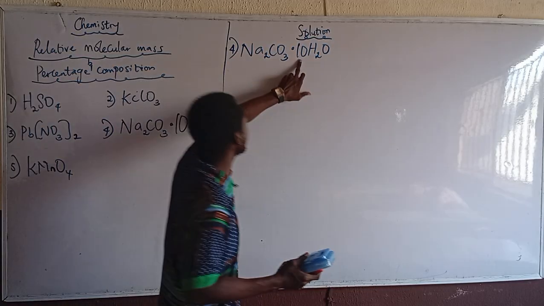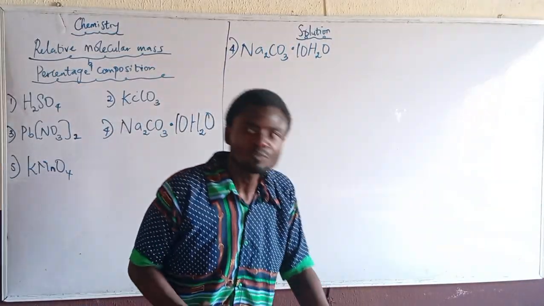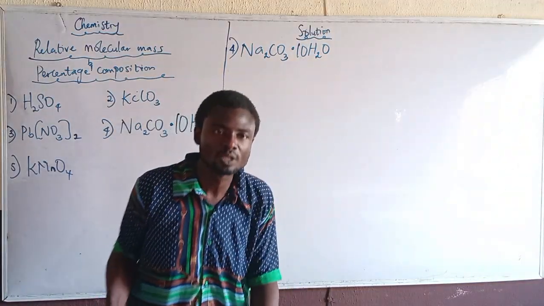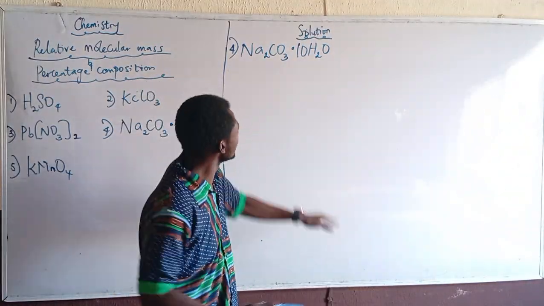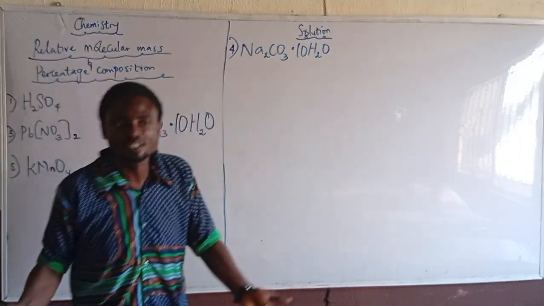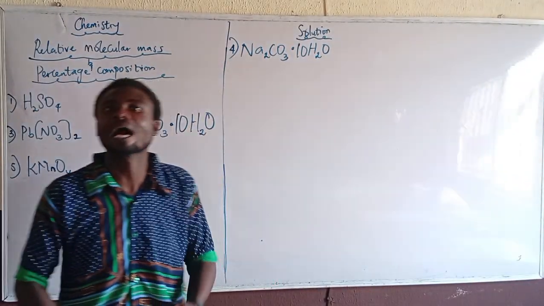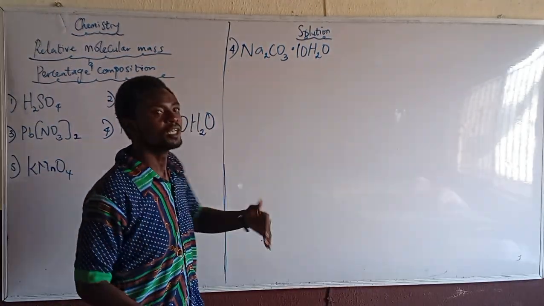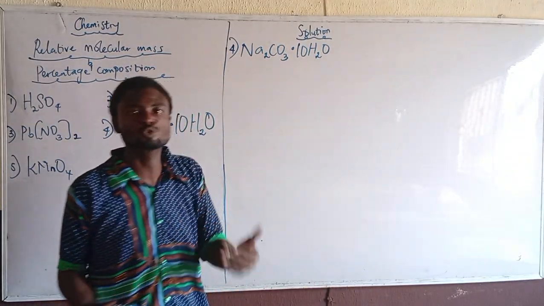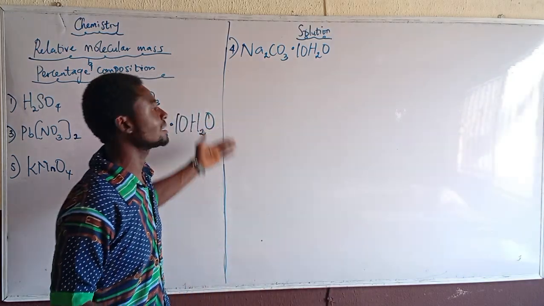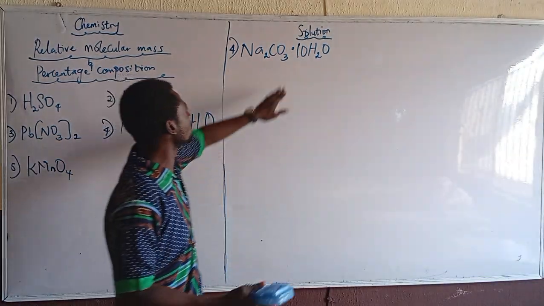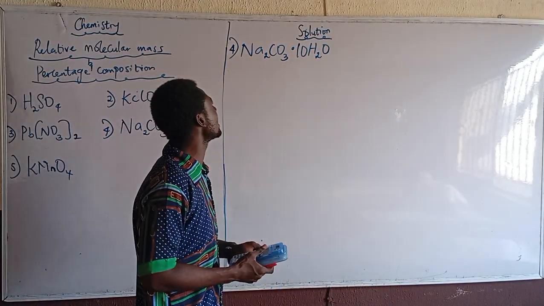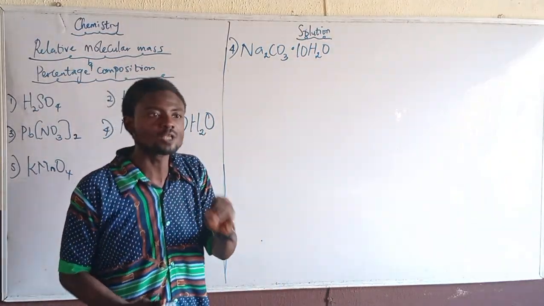Let's assume it is 5. It becomes pentahydrate. If it's 6, it becomes hexahydrate. If it's 7, it becomes heptahydrate. If it's 8, it becomes octahydrate. If it's 9, it becomes nonahydrate. Likewise 4, tetrahydrate. 3 is trihydrate, and 2 is dihydrate, and this one that is monohydrate. That's why we got the decahydrate form. And this is Na2CO3·10H2O.